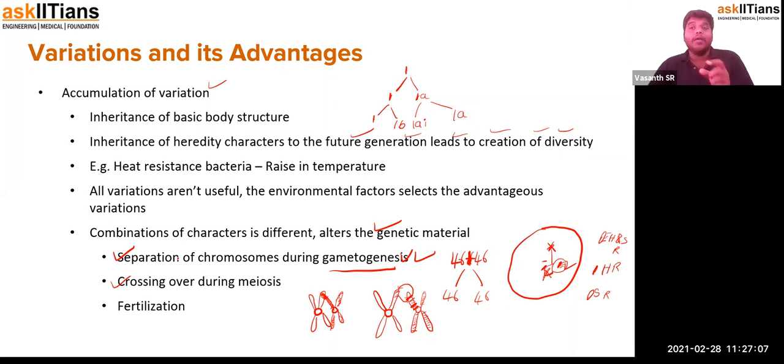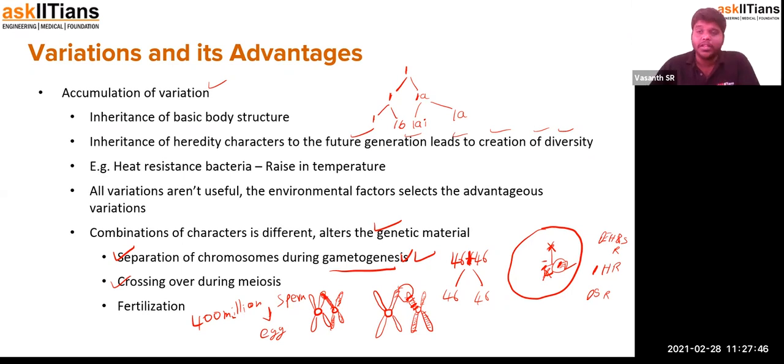And now what happens during fertilization, we will not know, because a male usually produces up to 400 million sperm. In that 400 million sperm, any one sperm with an unknown combination will be fusing with the egg that is available in the female reproductive system. So this gives a probability of 1 in 400 million. So that kind of variation is also caused. So these are the three main ways where we can see variations made so much possible from a genetic material perspective.